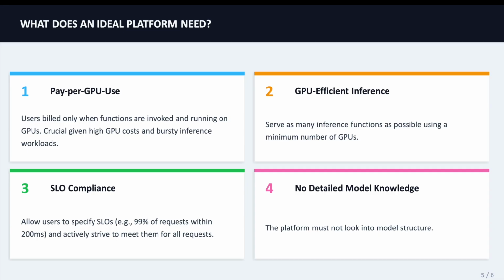Everything Torpor builds is designed around these 4 things, and Nabo is going to walk you through exactly how that works. So I'm passing it on over to Nabo. Thank you.